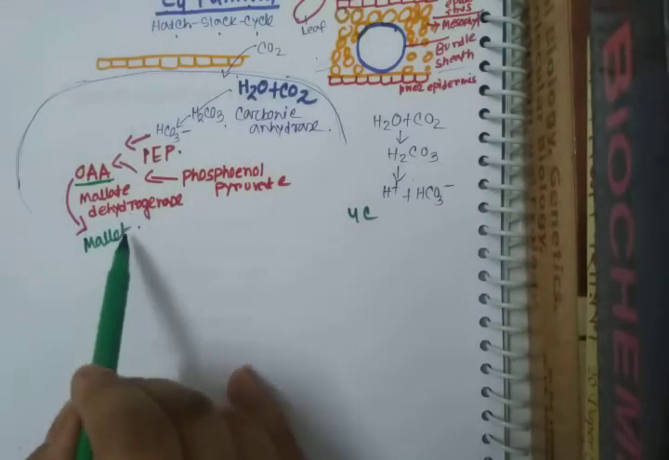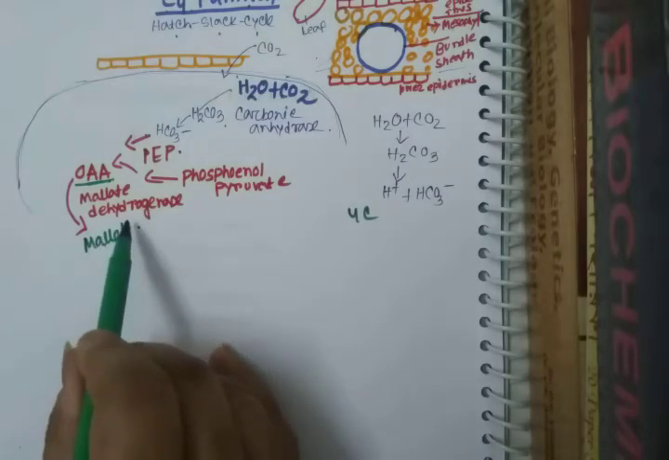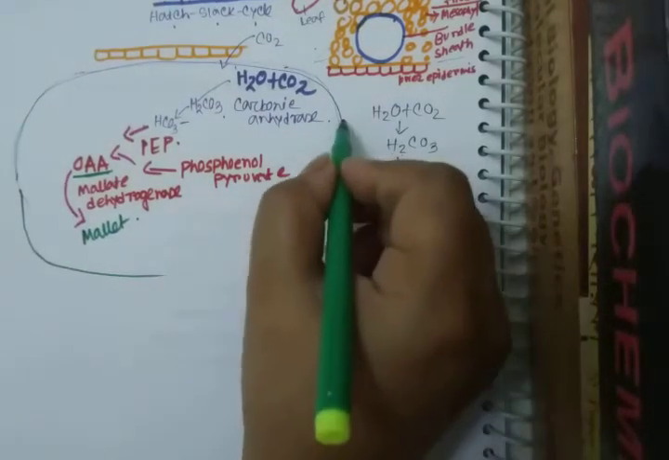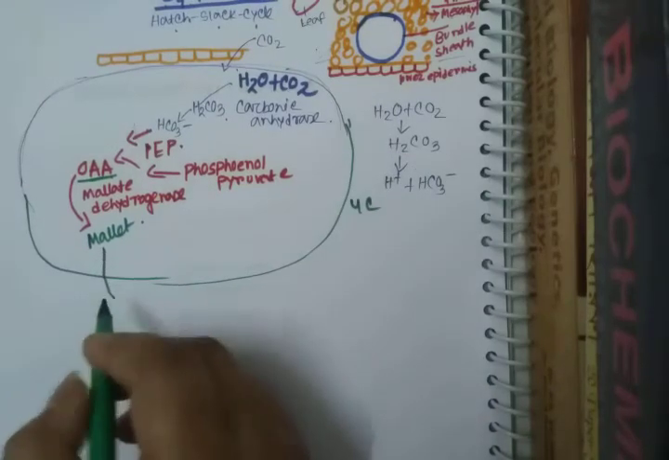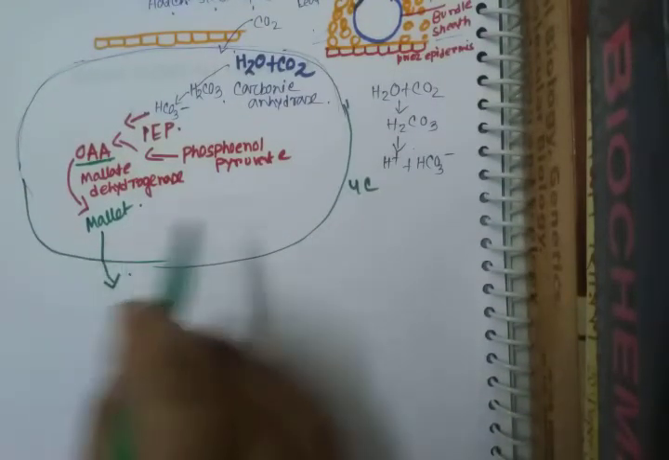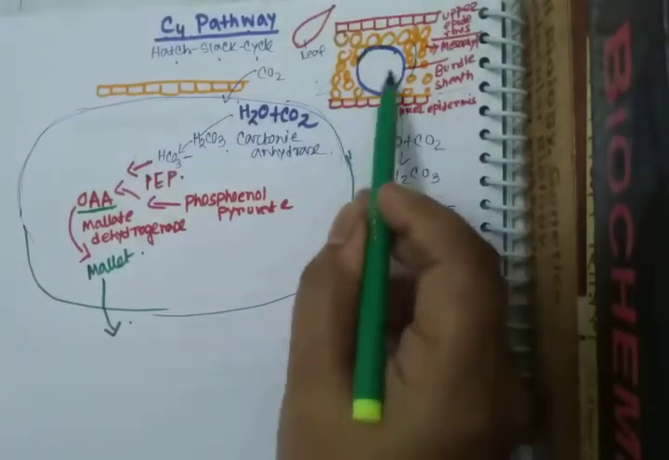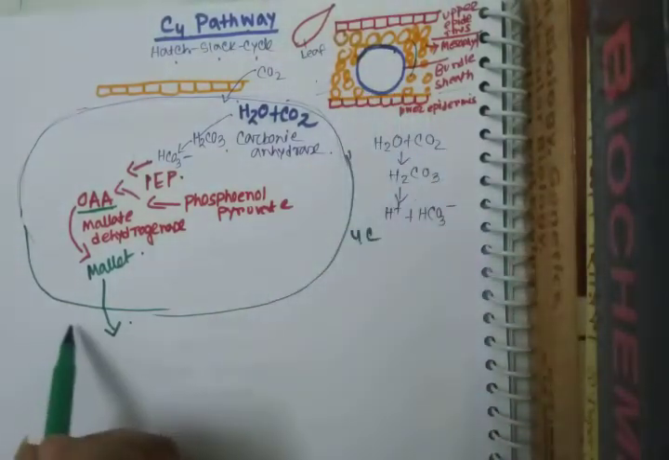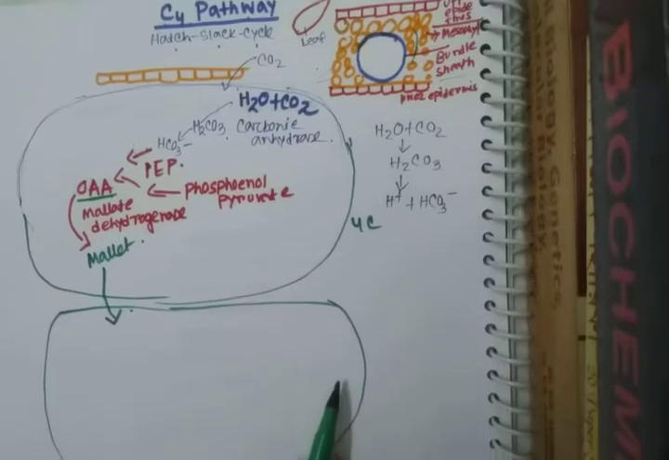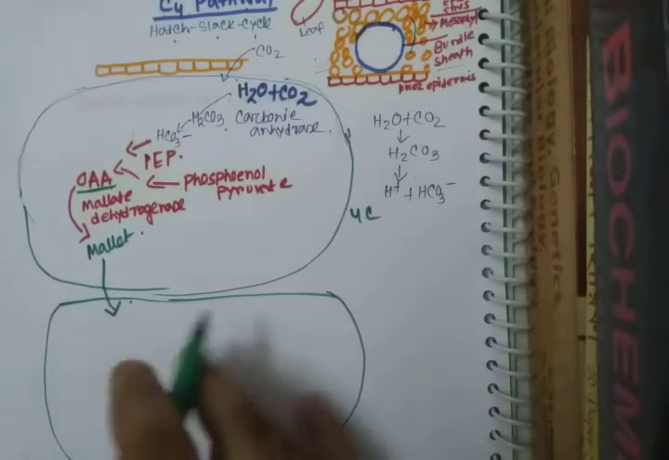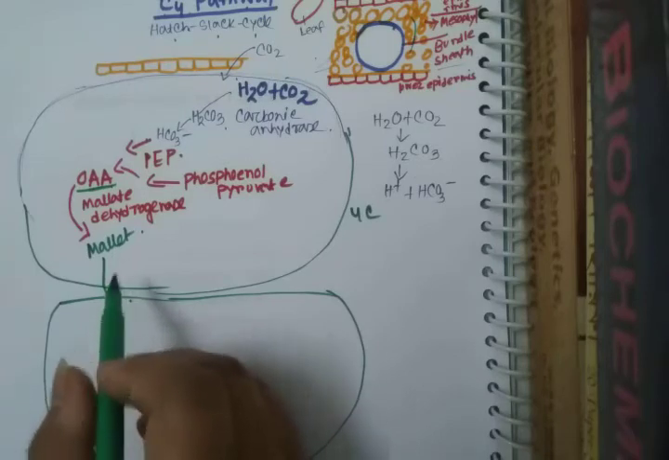And the oxaloacetic acid, with the help of the enzyme malate dehydrogenase, will form the malate or malic acid, and this whole process occurs in the mesophyll cells. The malate will then be diffused into the bundle sheath. We know that in between the mesophyll cells there is the bundle sheath. The malate will be dissolved into the bundle sheath, and this is also a 4-carbon compound.